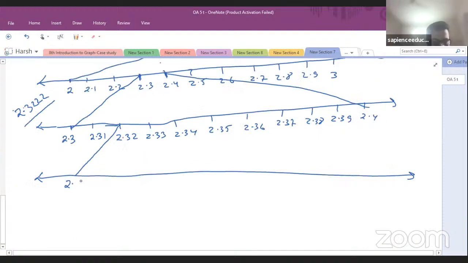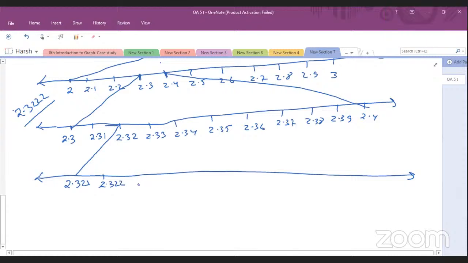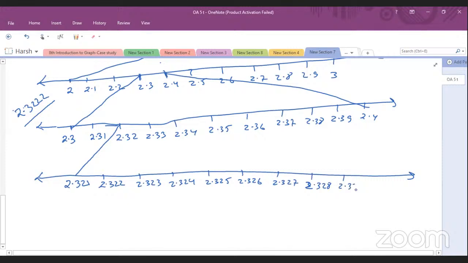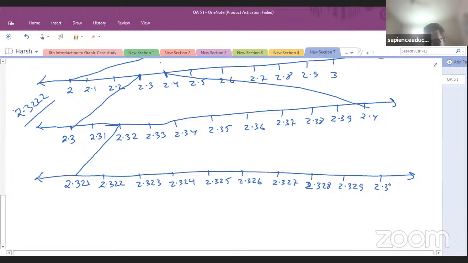So it will start at 2.32. What will be the next number? 2.321, 2.322, 2.323. Just hold on a second. It will be 2.32, and then 1, 2, 3, 4, 5, 6, 7, 8, 9, 10. This number 2.32, 2.321, 2, 3, like that we will do. 2.324, 2.325, 2.326, 2.327, 2.328, 2.329, and it will be 2.33.